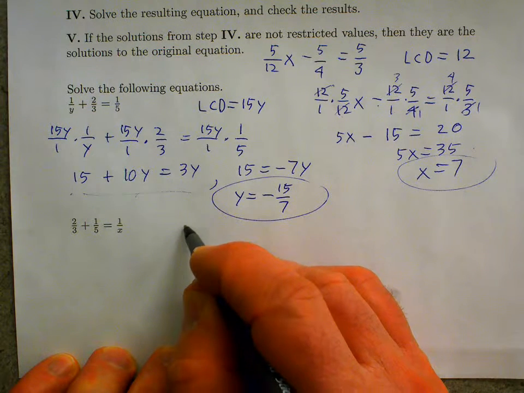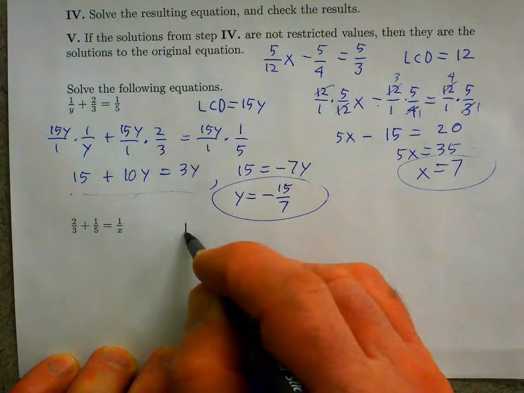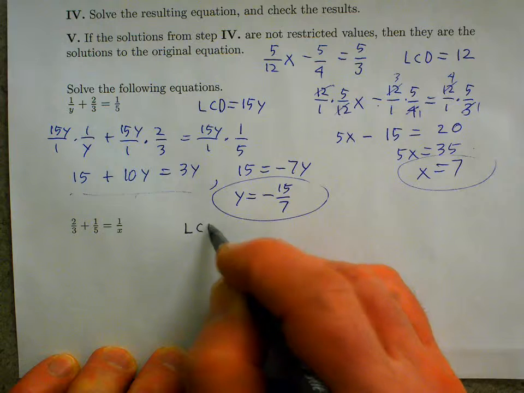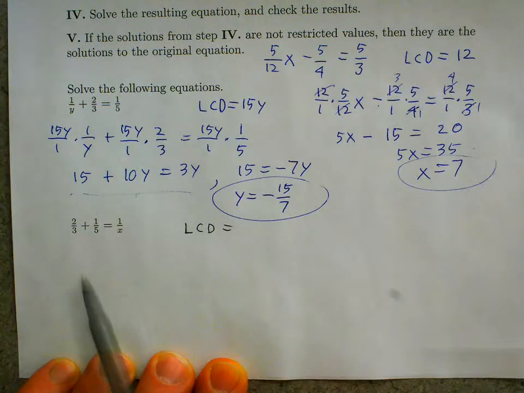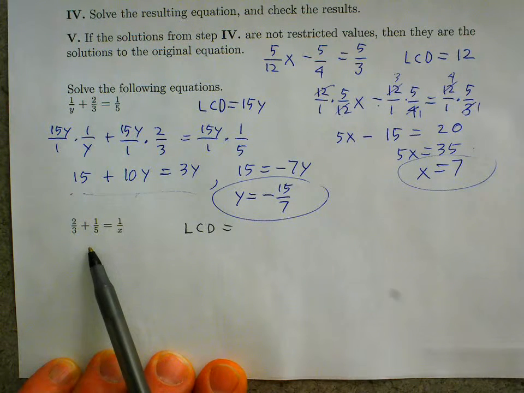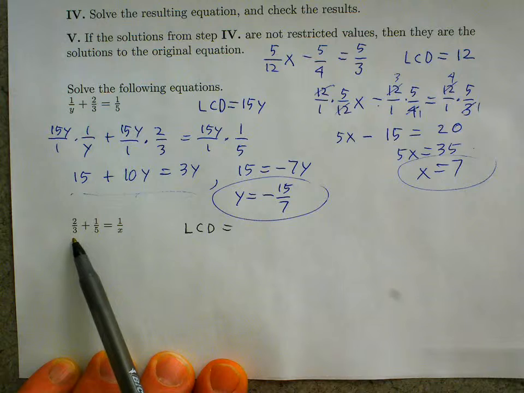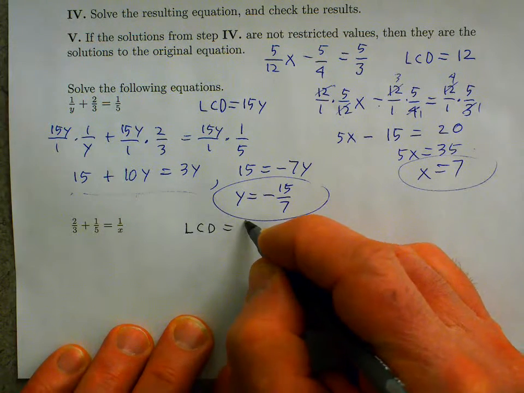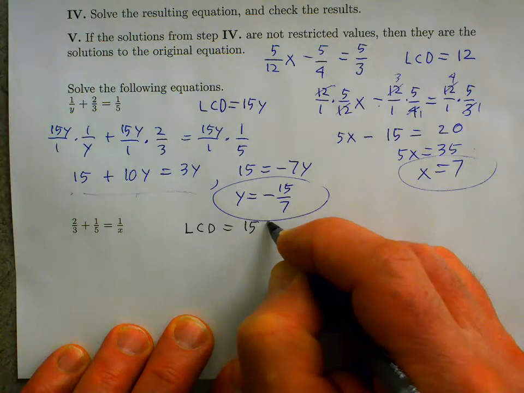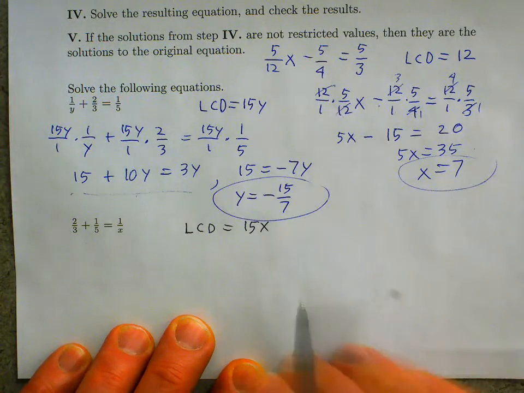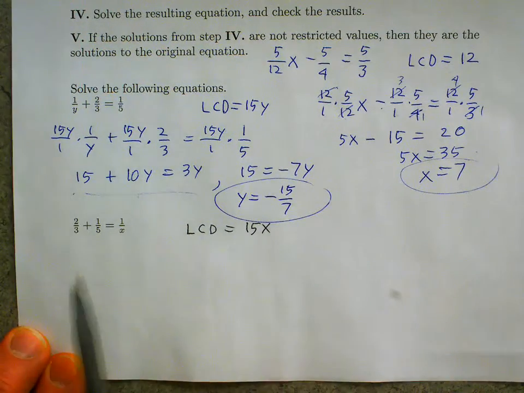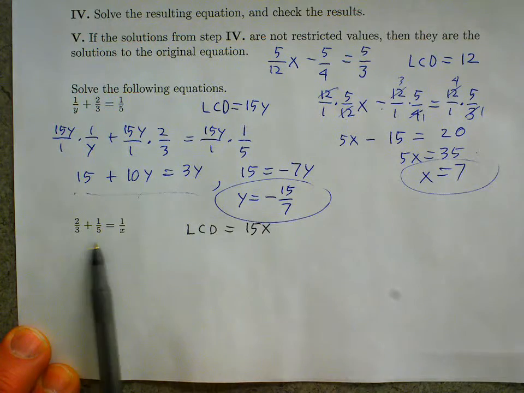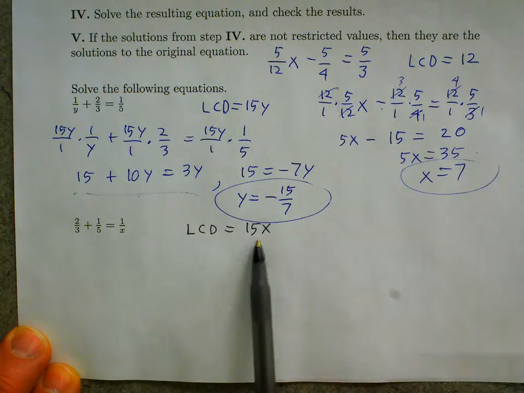So the method that we've been using, first we find the least common denominator. The denominators are 3, 5, and x. So the least common multiple of the denominators is 15 times x. Then to clear the denominators, we multiply every term on both sides by 15x.